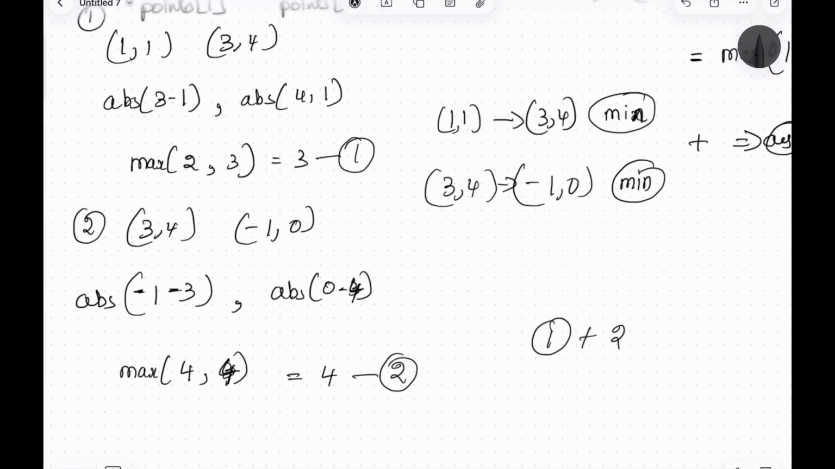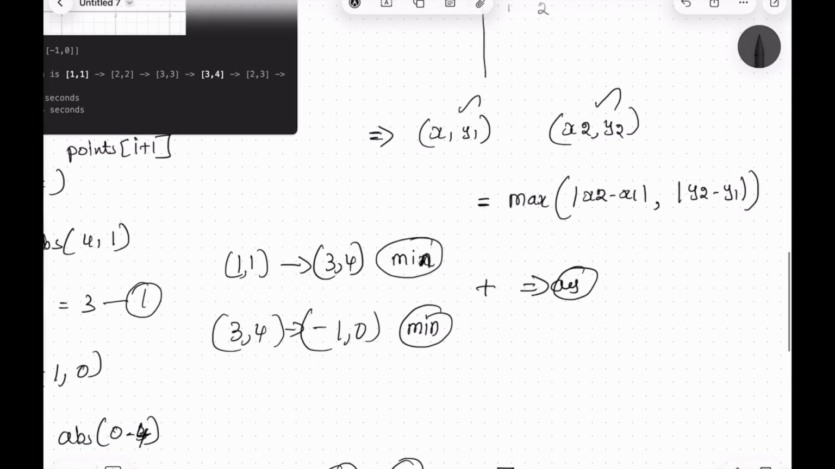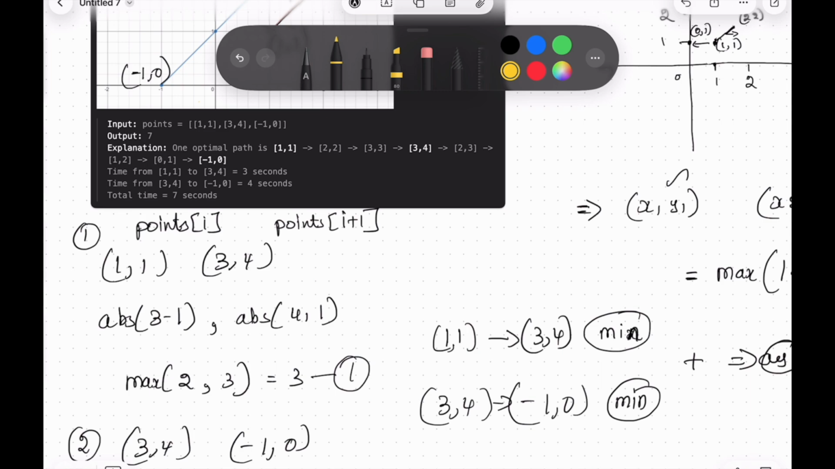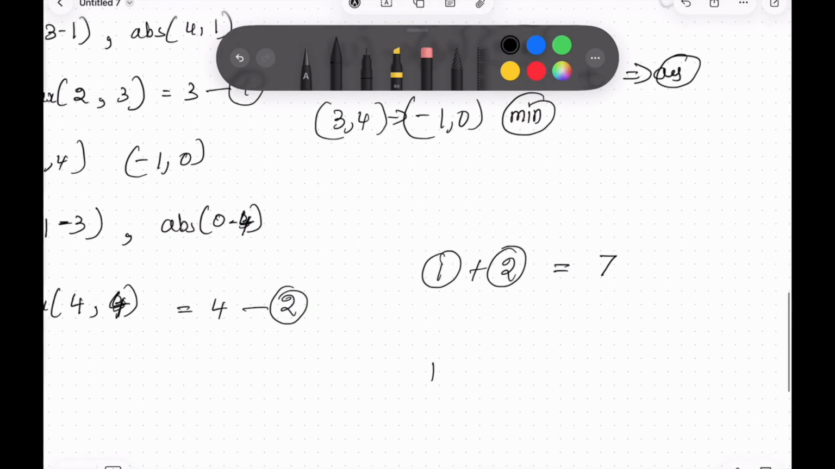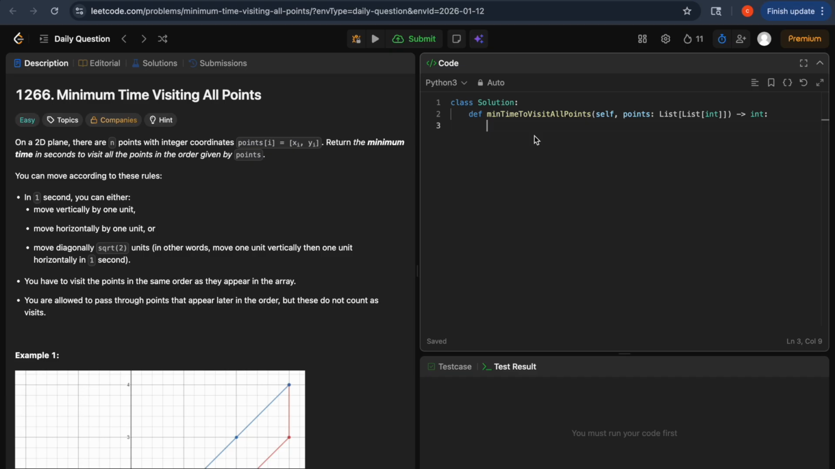3 plus 4 gives 7, which is the output we are getting in this answer, right? So this is how we will be solving this problem, and the time complexity will be order of n, since we are performing only a linear iteration here. So yeah, let us go ahead and code this up.